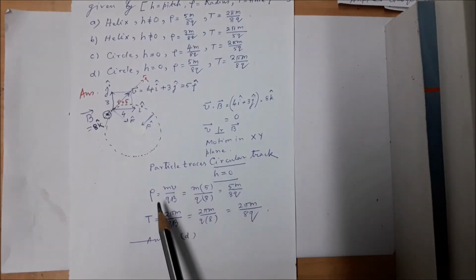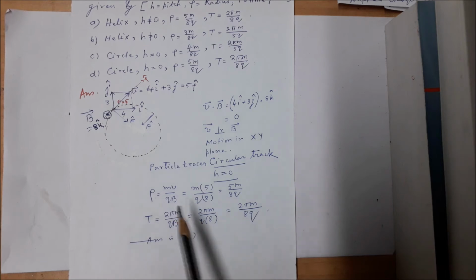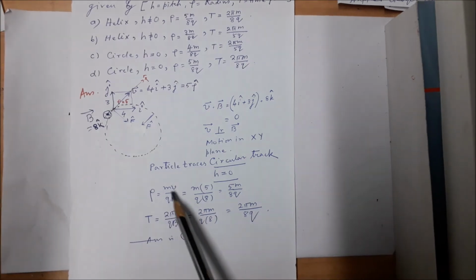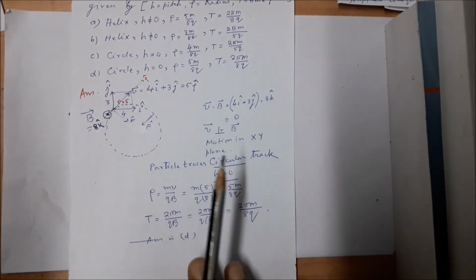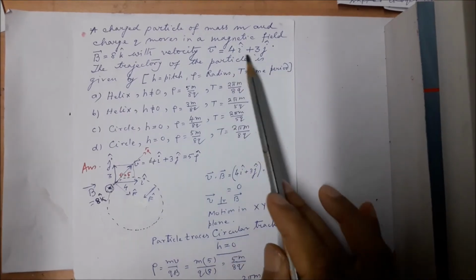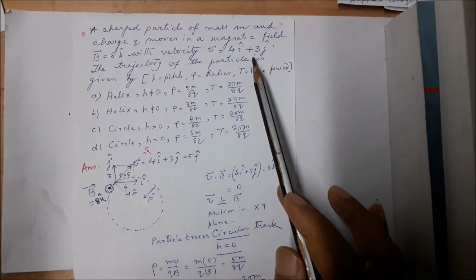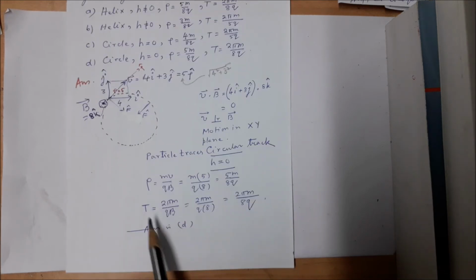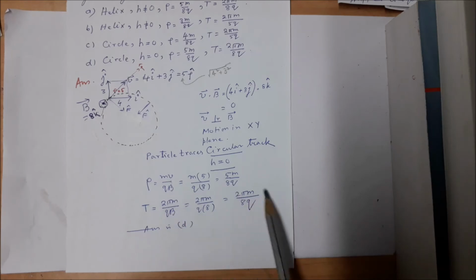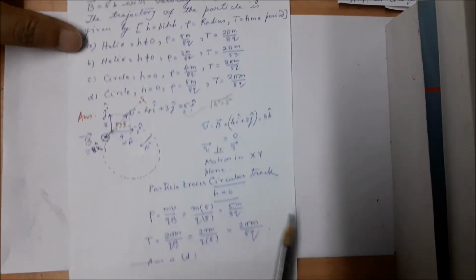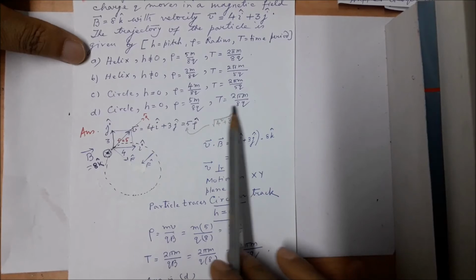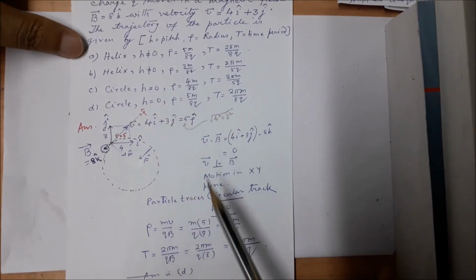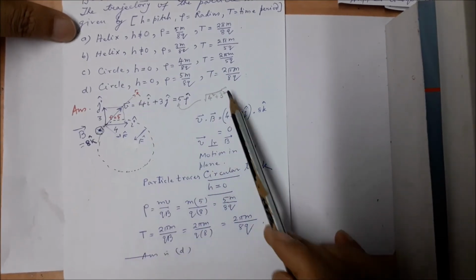Now let us find the radius. The radius is mv by qB. Now here v is the velocity in the xy plane, and the magnitude of velocity in the xy plane is 5, and therefore rho is 5m by 8q, and the time period is 2 pi m by qB. B is 8, so it turns out to be of this value. So we can just have a check. So D is the correct answer because D contains this rho, D contains this T.